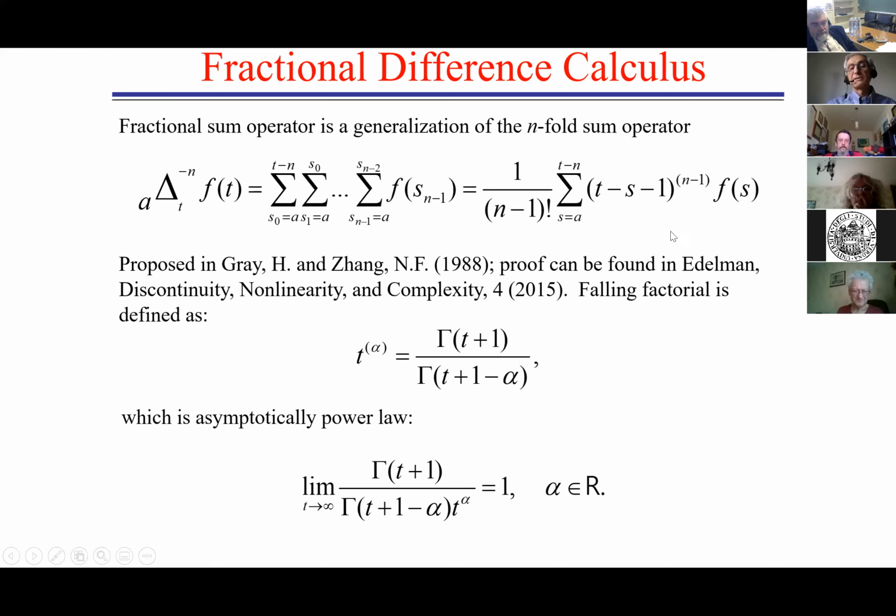Again, it's almost power law. Here, the meaning of those parentheses is a falling factorial. And falling factorial is defined by this formula. And what is important here is that it is asymptotically still power law. For large arguments, it's power of the argument. Okay.